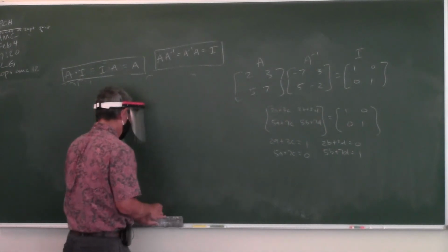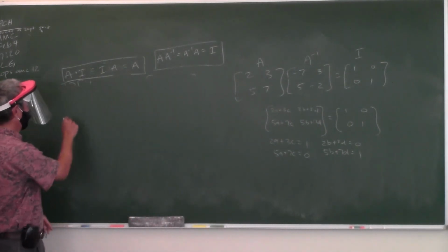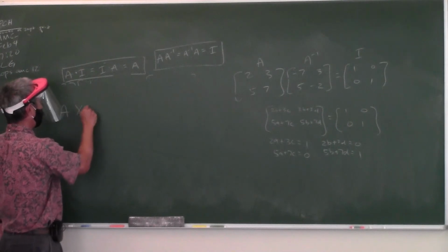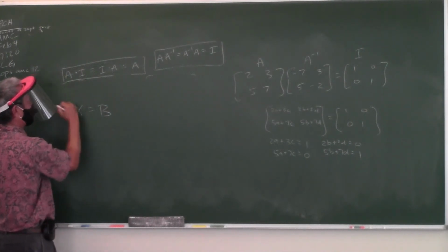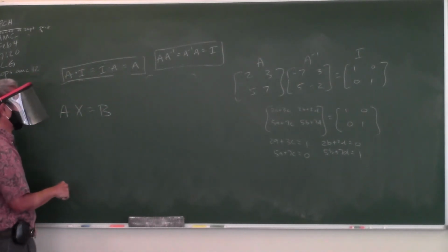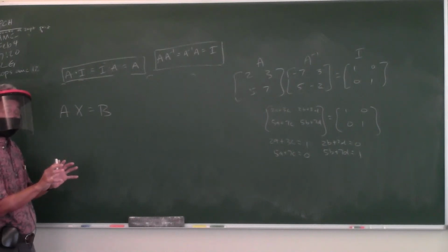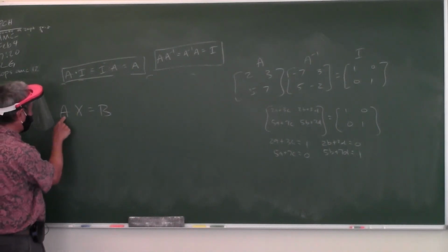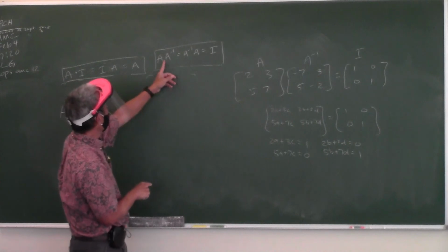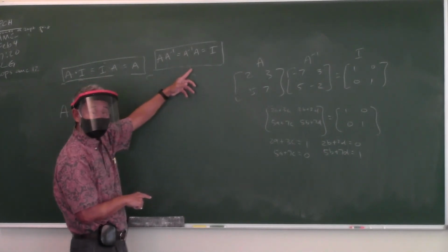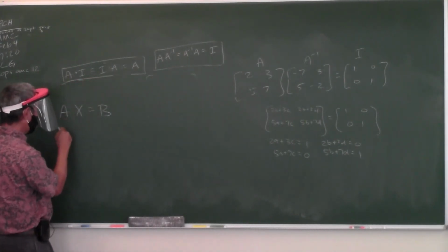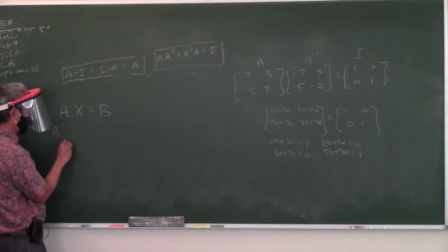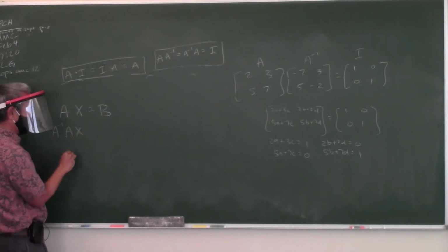Okay, here we go. AX equals B. So we know you cannot divide by A, so what do we do? Well, you can multiply both sides by the same thing. So if I want to get rid of this A, I need an A inverse next to it, right? So what I'm going to do is multiply A inverse on the left, like this.